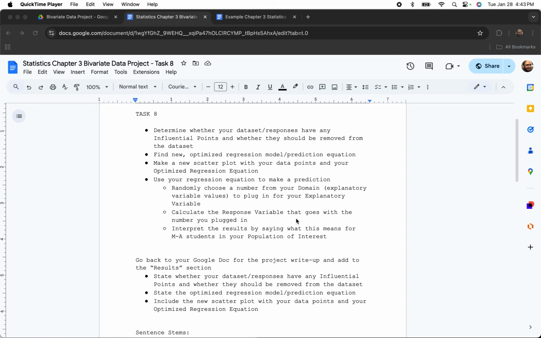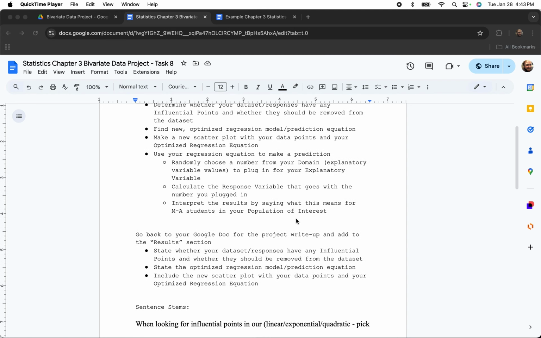We can randomly choose a number from our domain, our explanatory variable values, in order to plug in for our explanatory, calculate the response value that goes with it, and interpret the results by saying what this means for MA students in your population of interest.